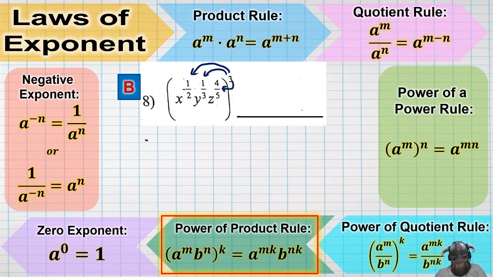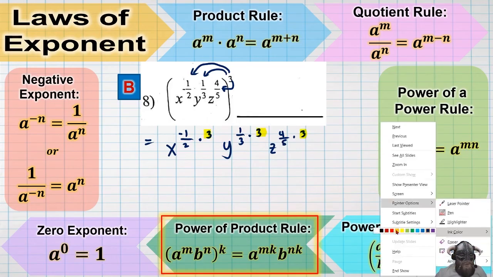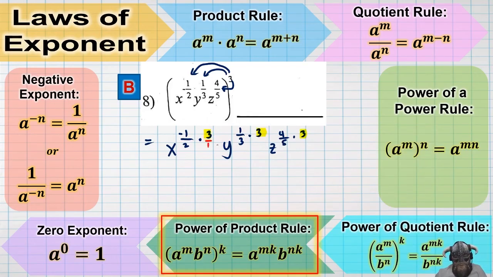Yan. So, on our solution, we'll be having x raised to, yan, lagay ko na ulit yung negative dun sa numerator. Same lang din yan. Negative 1 half times 3, then multiplied to y raised to 1/3 times 3, and then z raised to 4 over 5 times 3. So, once again, dinistribute lang natin si 3. And then, para hindi ka ulit malito sa pag-multiply, lagyan mo ng over 1.